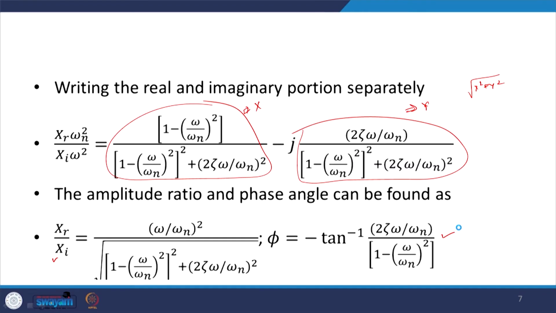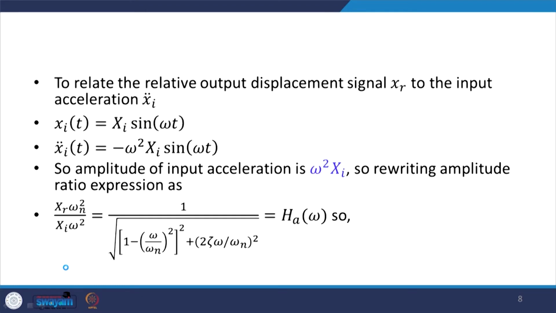Fine. So, first let us look at this expression here. xr omega n square by xi omega square is going to be 1 by the square root of 1 minus omega by omega n whole square, whole square, plus 2 zeta omega by omega n whole square. I give this the name h a omega.